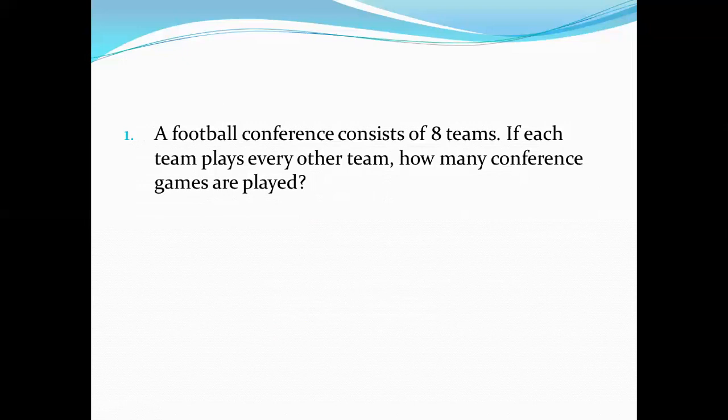A football conference consists of 8 teams. If each team plays every other team, how many conference games are played? Okay, for every game, ilang bang teams ang involved? Okay, 2. So that is 8 combination 2. So you're forming 2 teams for every game. So that's 8 combination 2 equals 28.